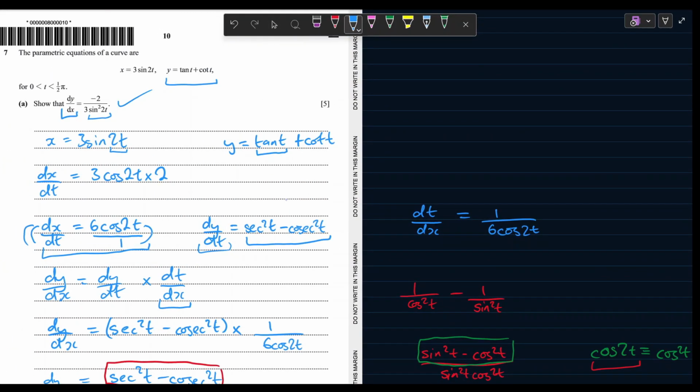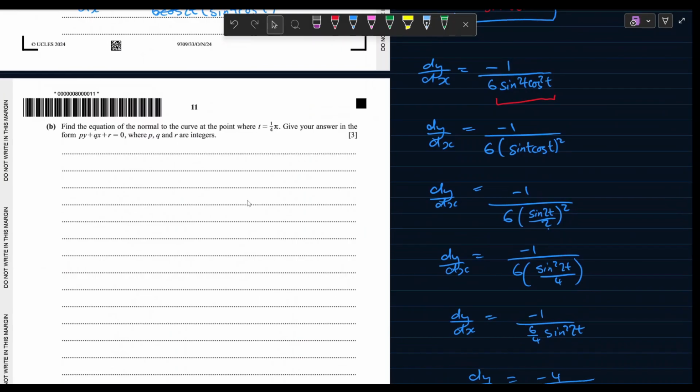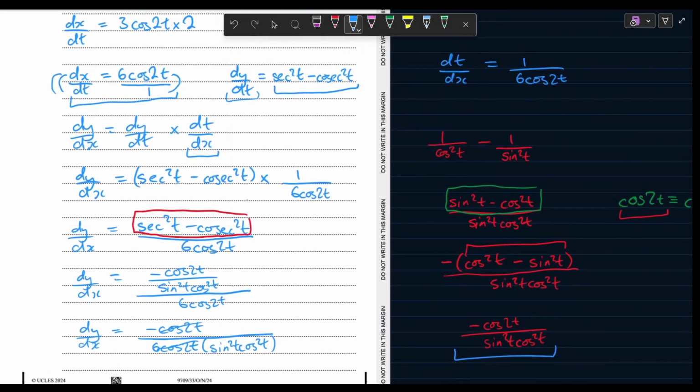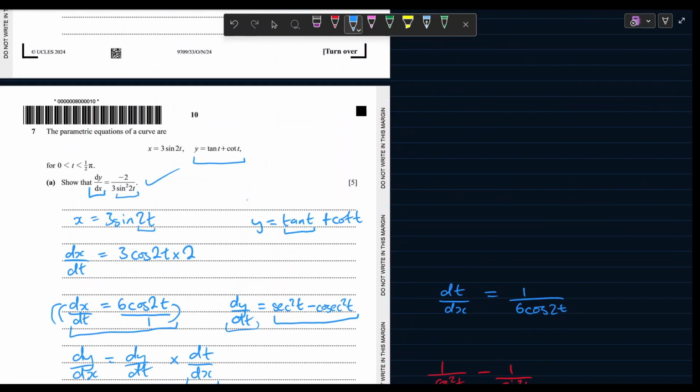Okay. Now part B goes on to say, find the equation of the normal to the curve at the point where t is equal to a quarter pi. Give your answer in the form py plus qx plus r is equal to 0, where p, q, and r are integers. So to be able to find the equation of a normal, we need two things, because remember the normal is still a straight line. So we need the gradient of our normal as well as a point that lies on the normal. So since we want the normal at the point where t is a quarter pi, we can go to our parametric equation so that we can get our x and y coordinates.